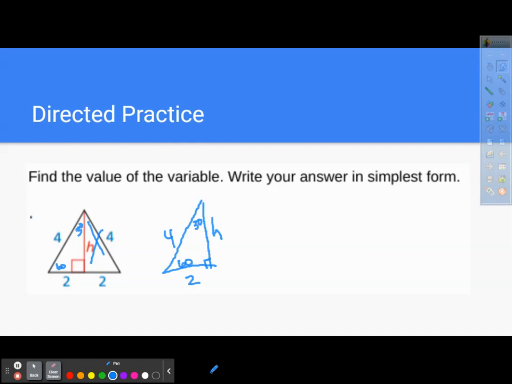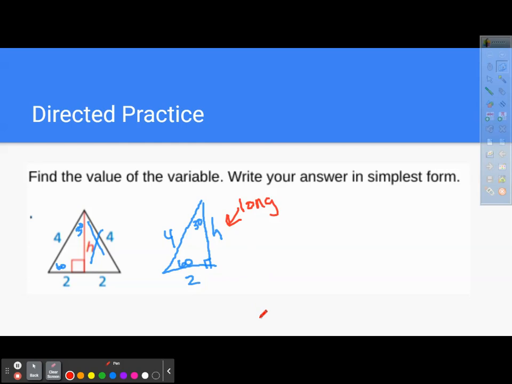Nick, would you say that H would be your hypotenuse, your short leg, or your long leg? H would be your long leg. Why? How can you tell? It's opposite the 60. Well, 2 is opposite of your 30, and H is opposite of 60. So we know from chapter 9 that H would be bigger because it's opposite of your larger angle. Okay, so H is the long leg.